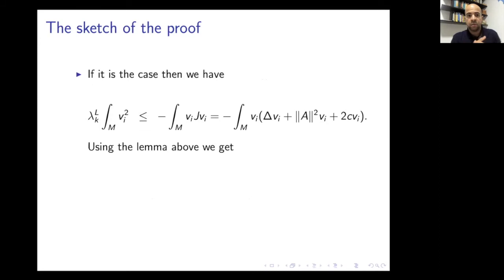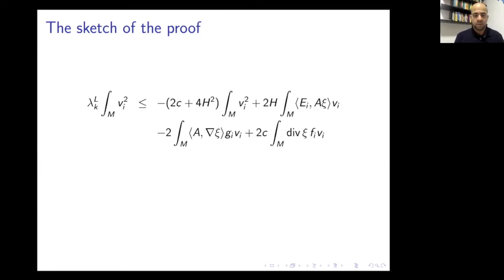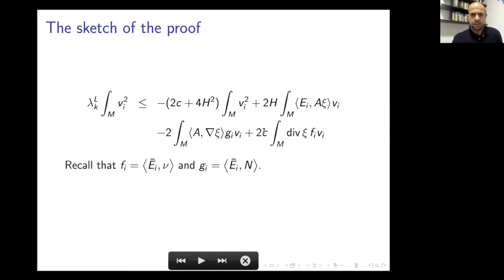And then we can apply the lemma where we computed the Laplacian of these functions Vi and plug it in here. In this lemma, I'm already using the fact that the one-form omega is harmonic. So we have this inequality here. Let's analyze it. I just repeat these inequalities. The idea is to sum these inequalities in i.